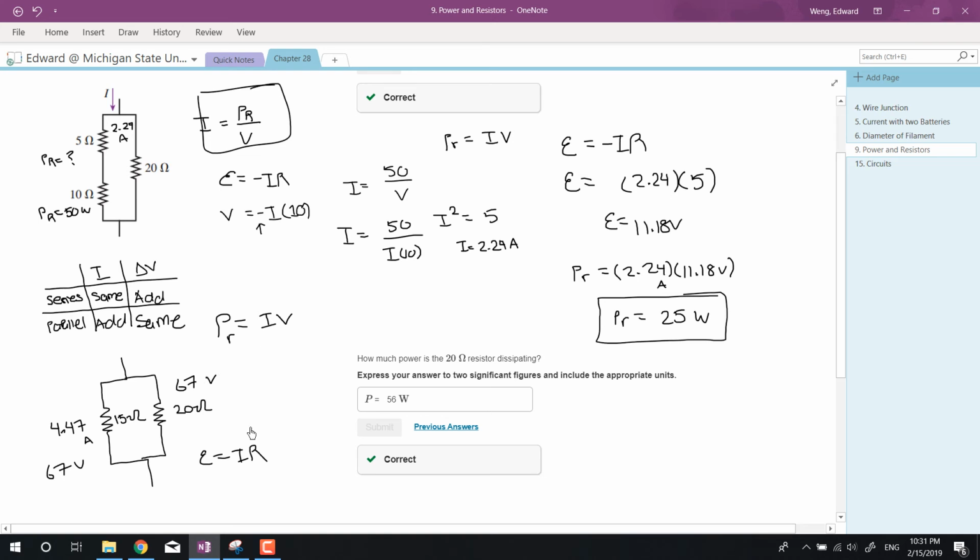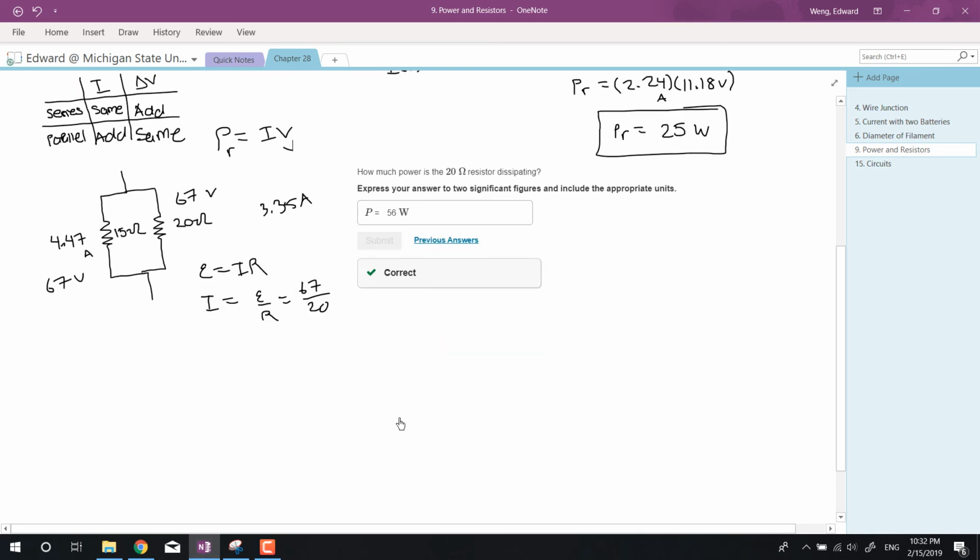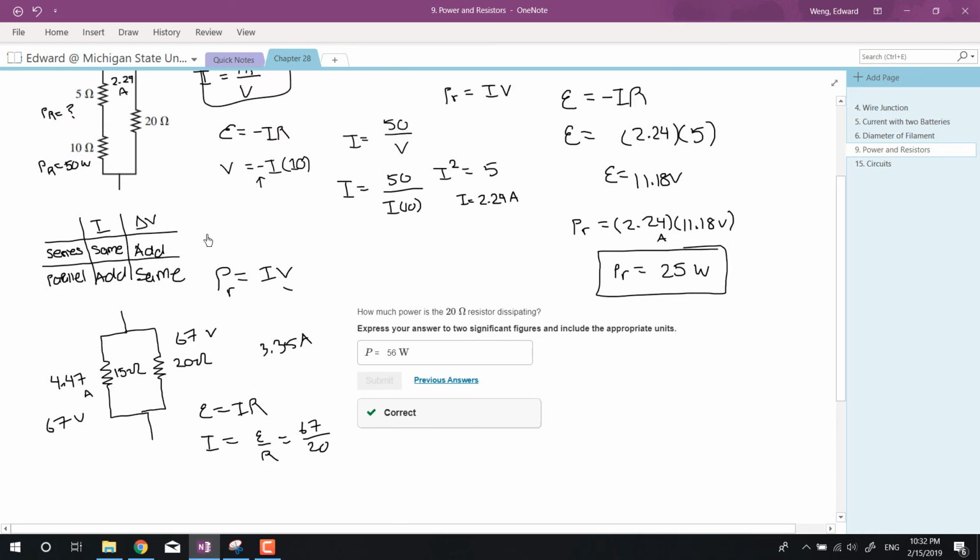We're going to find the current. So I is equal to E divided by R. That's just going to be 67 divided by 20, which is 3.5 amps, and we have to multiply that by the V, which is 67. That gives 224, which is not correct. I must have made a mistake here. Let's go ahead and take a look at this problem.